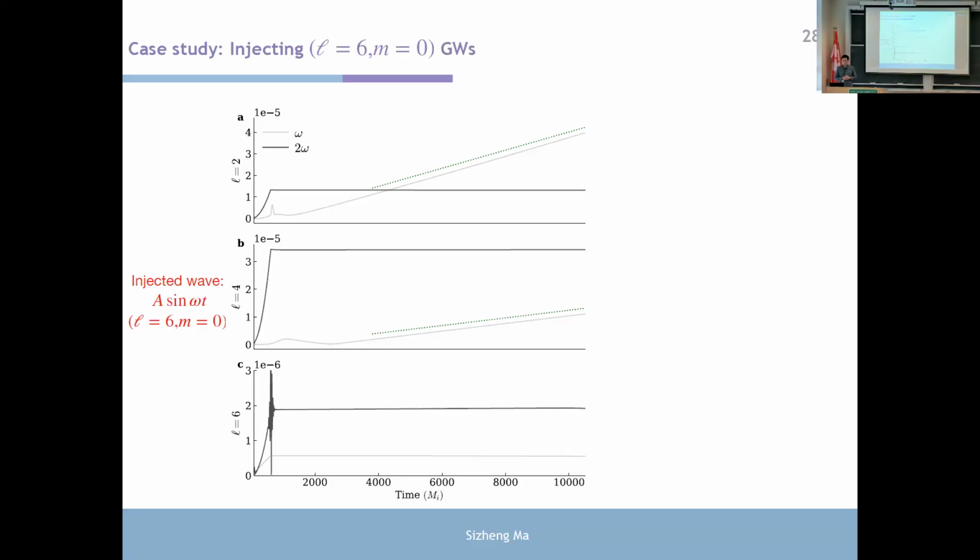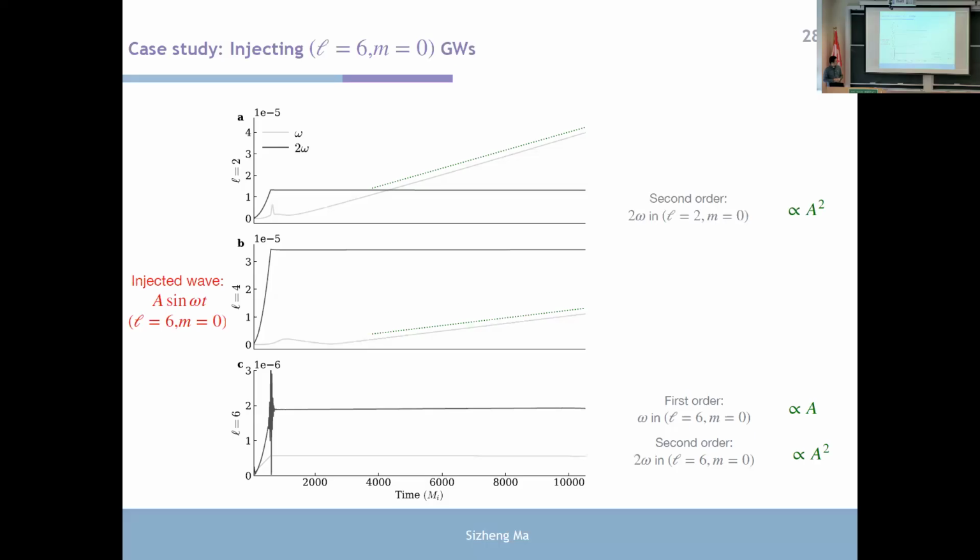To study this, we inject 6-0 gravitational waves into a spacetime. And again, we see a bunch of mode excitations. In the 6-0 harmonic, we have this omega component, which arises as a first-order effect. Its amplitude scales with A. And we also have this second-order mode, 2 omega, which comes from the second-order coupling. Its amplitude scales with A squared.